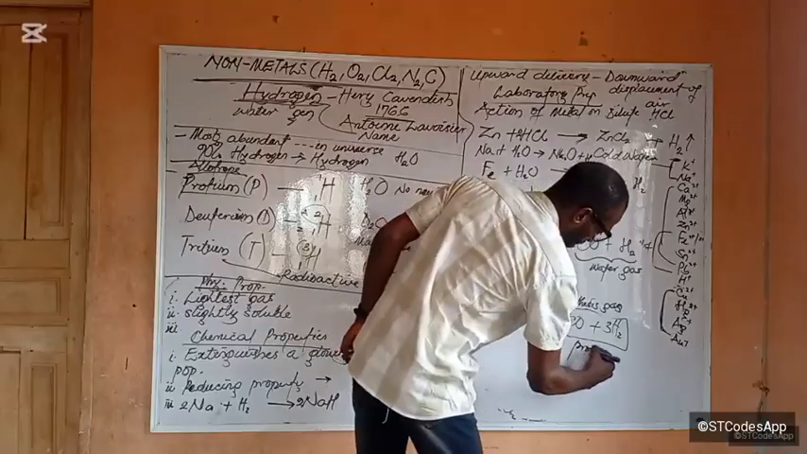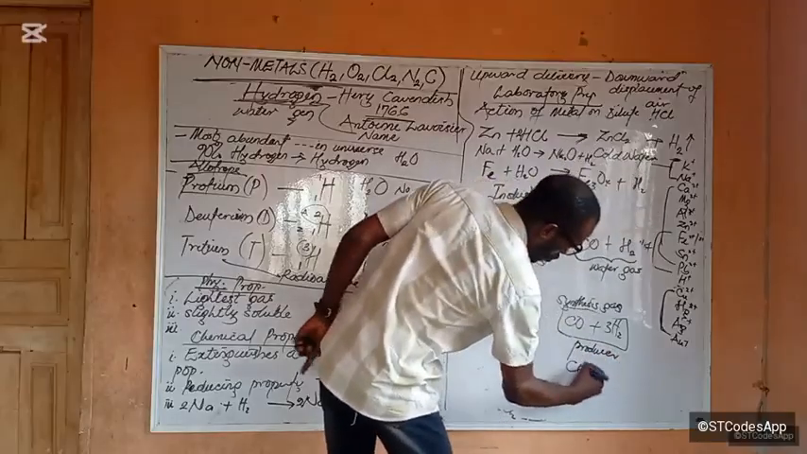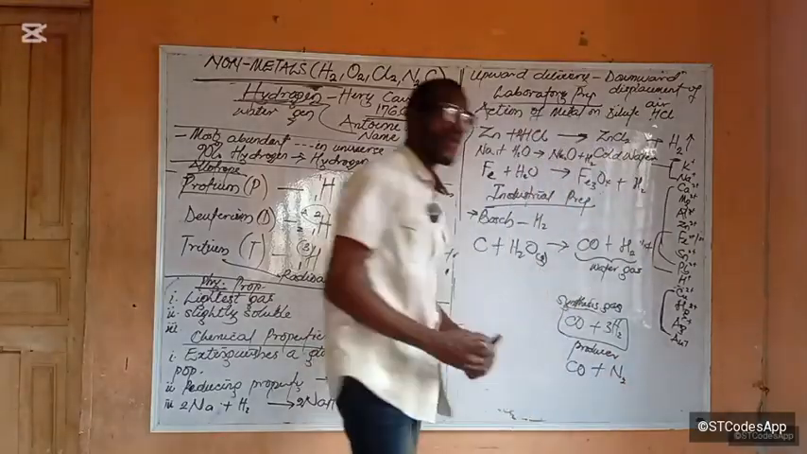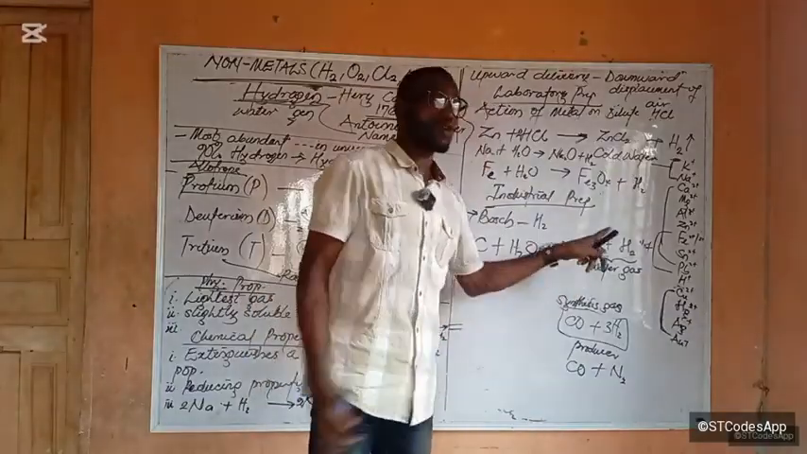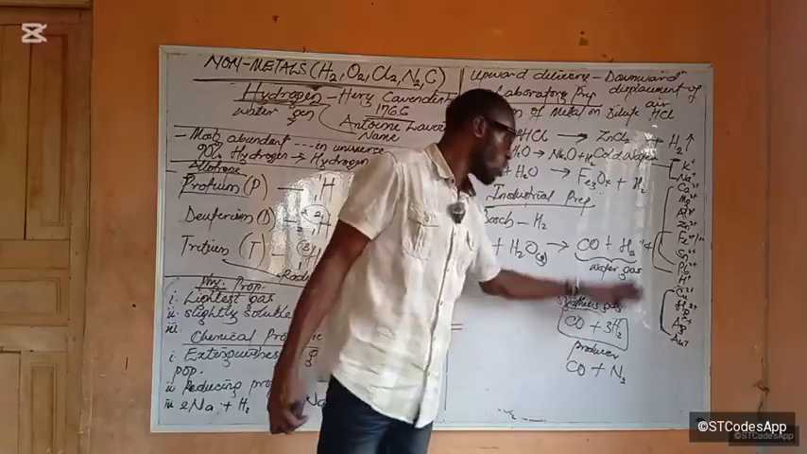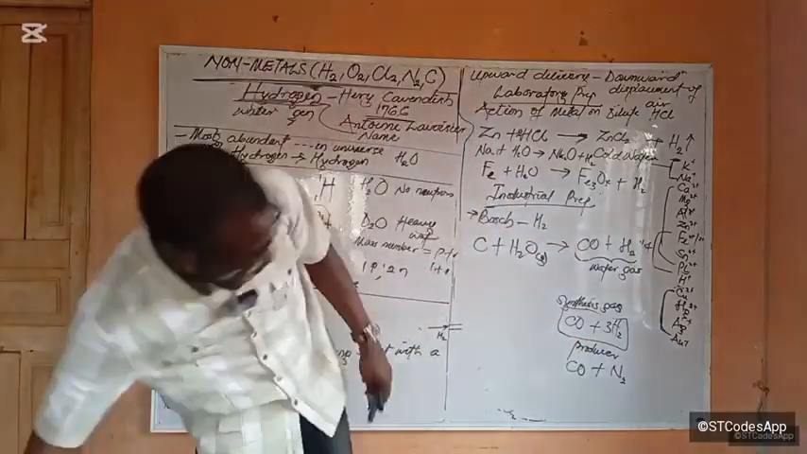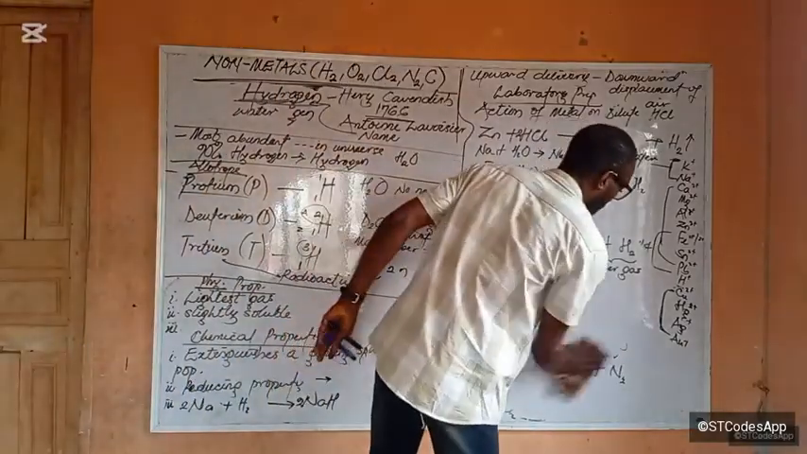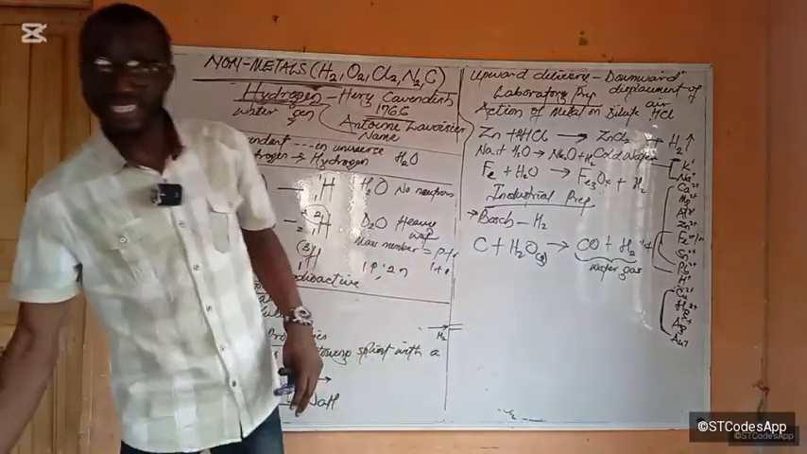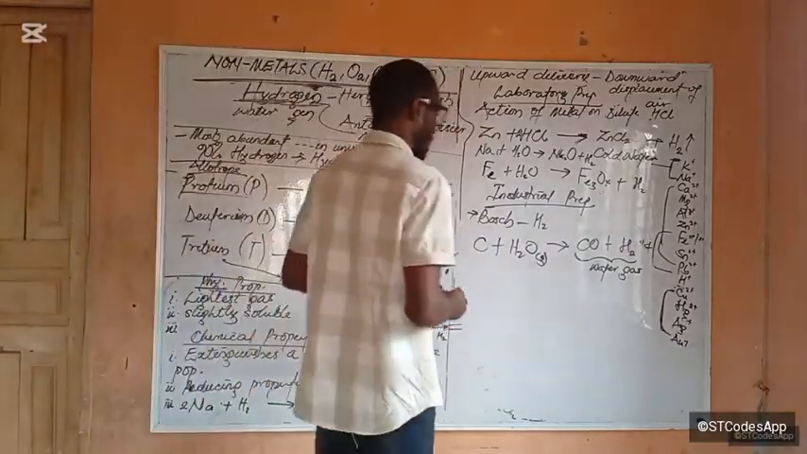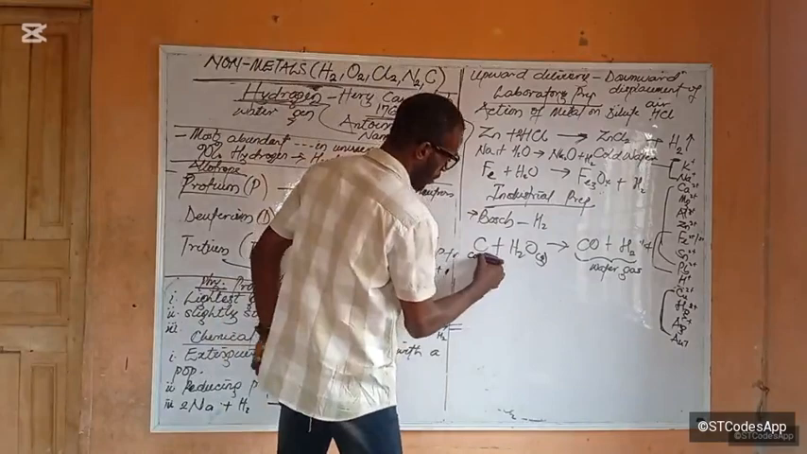While producer gas is CO plus N2. Don't forget it's not CO2. It is CO plus N2, producer gas. CO plus H2 is water gas. So this is how we produce it in the laboratory: when you pass steam, heated water, over coke.